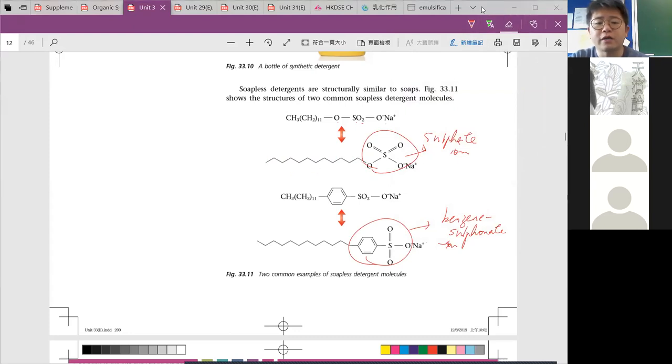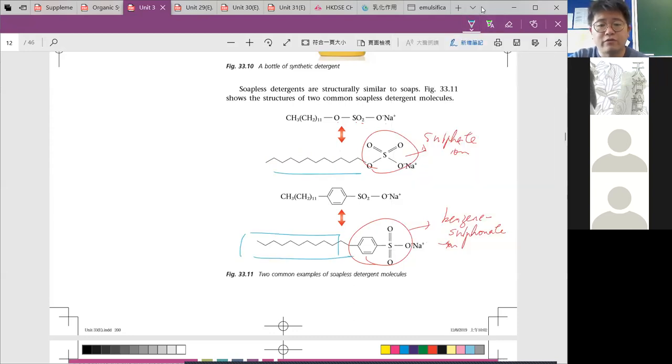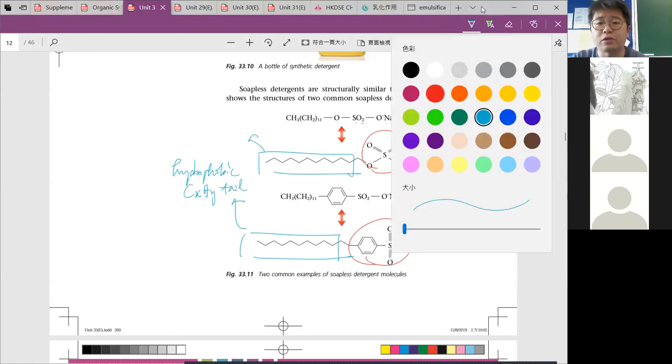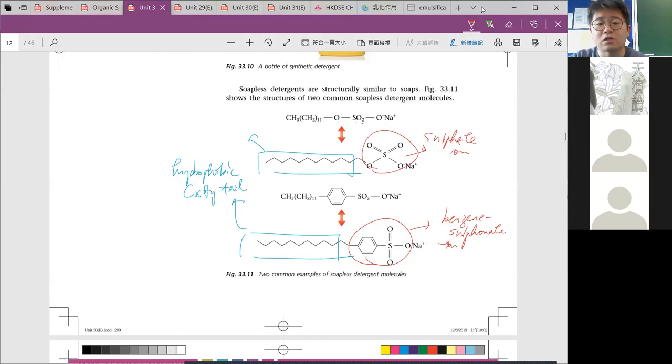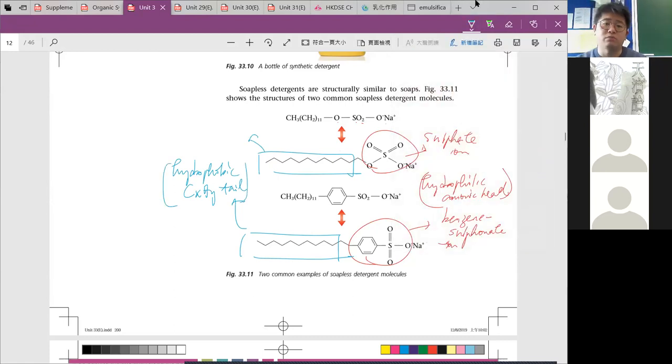So these two parts are what we call hydrophilic. But for the remaining part, you may find that it is very similar: we have a very long alkyl chain, so it is hydrophobic. This is a hydrocarbon tail, while this part is hydrophilic, the ionic head. So these are the common particles that you may find in soapless detergent. It may be either sulfate or benzene sulfonate.